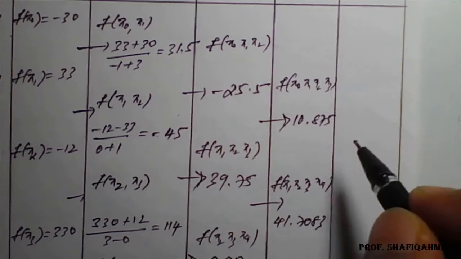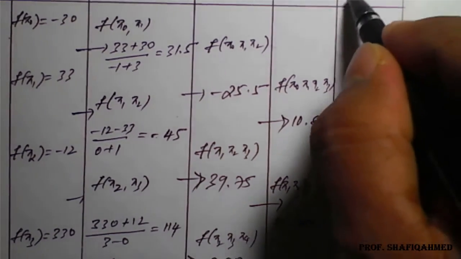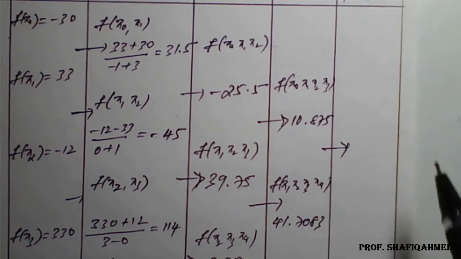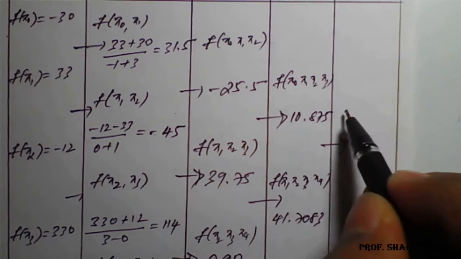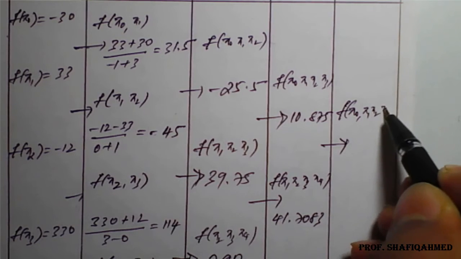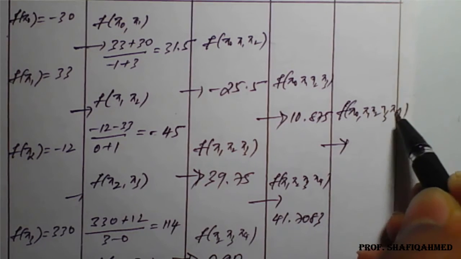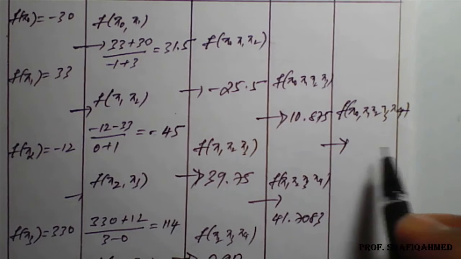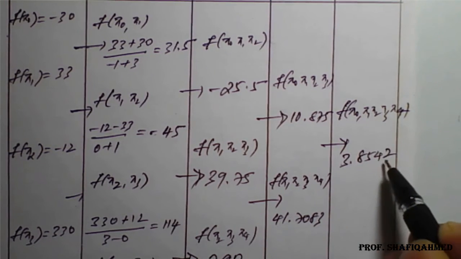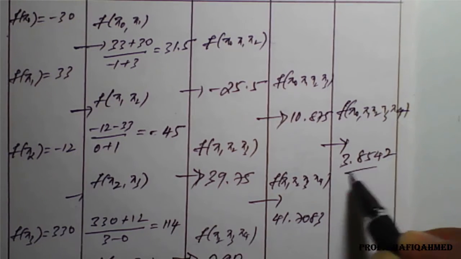Okay, so once we get this, we need to calculate the final, that is the fourth divided difference. On simplification of this fourth one we are going to get f of x0, x1, x2, x3 and x4. So here the answer will be 3.8542. Up to 4 decimals you have to round up. So we are going to get this.